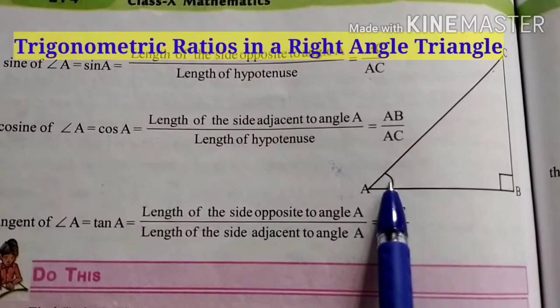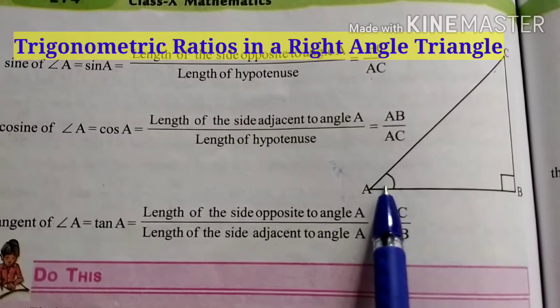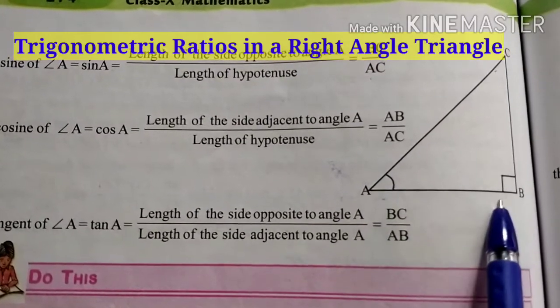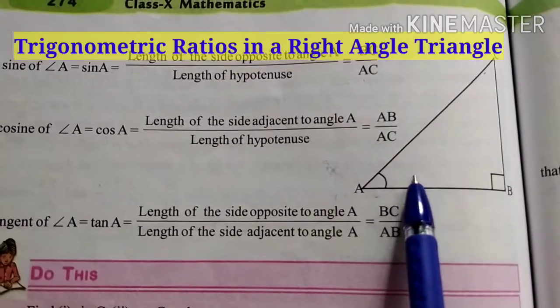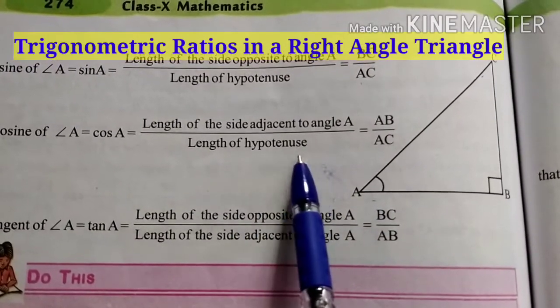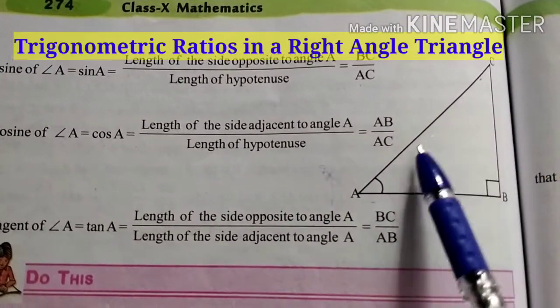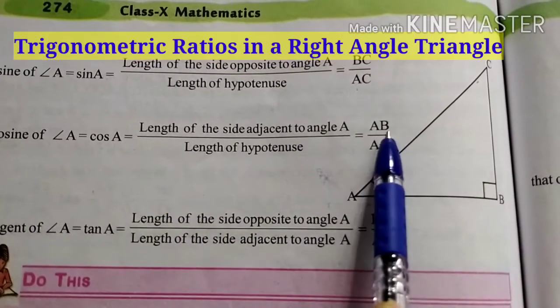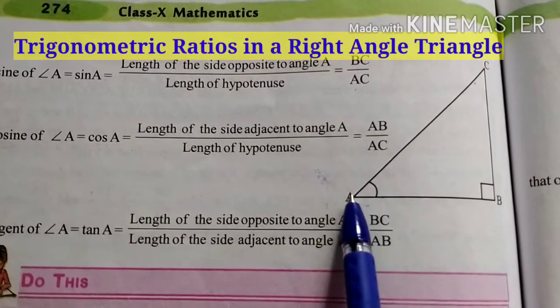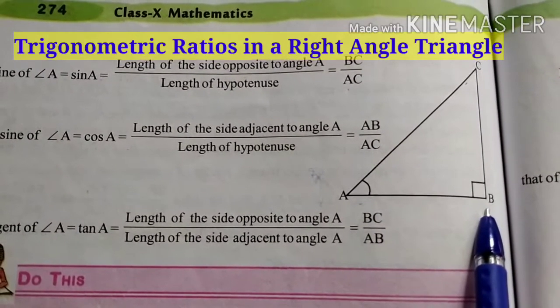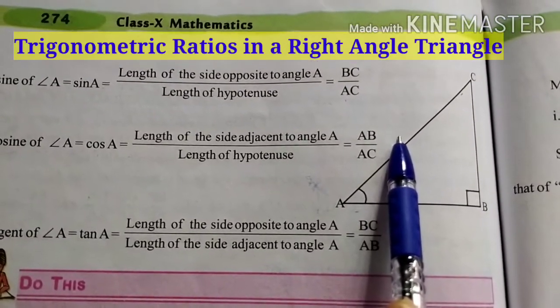What is the adjacent side with respect to angle A? AB, yes, AB. What is the length of the hypotenuse? The hypotenuse, we know, is AC. That means here cos A is equal to AB by AC. Cos A is equal to AB by AC, that means adjacent by hypotenuse.